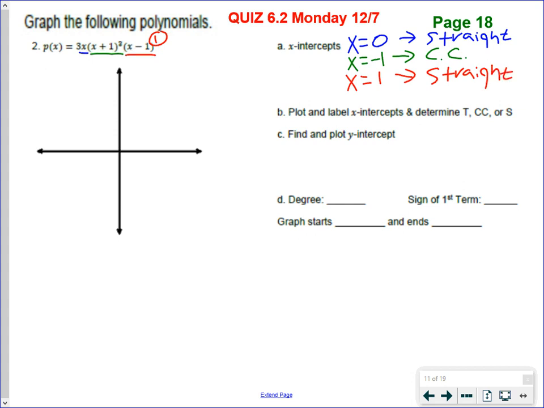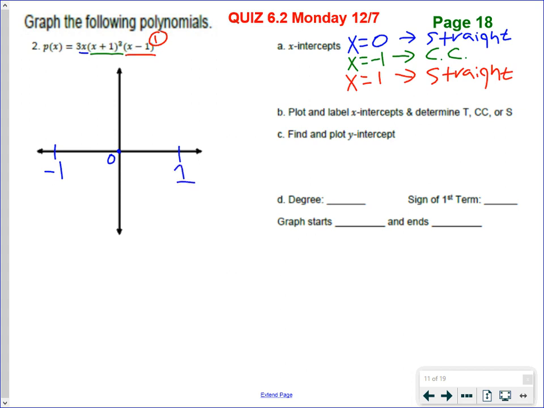So now we have our x-intercepts. We know what's going to happen at those x-intercepts. So what we need to do now is plot those x-intercepts, and then find our y-intercept. So we have x-intercepts at -1, at 0, and at 1.